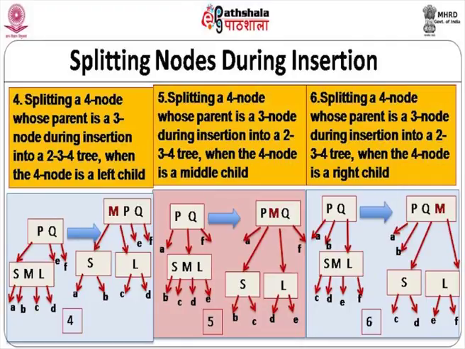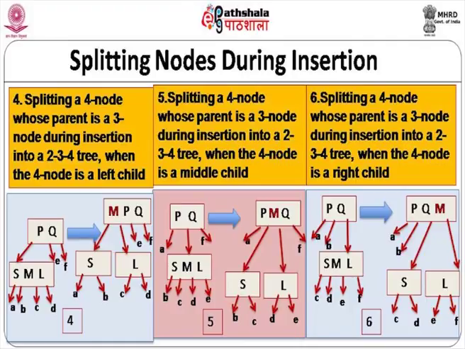So, if you look at all the 3 cases, the 4 node split gets attached to the left when it is a left subtree of the original parent, middle when it is a middle of the original parent, and right when it is the right of the original parent. So, this is splitting nodes.